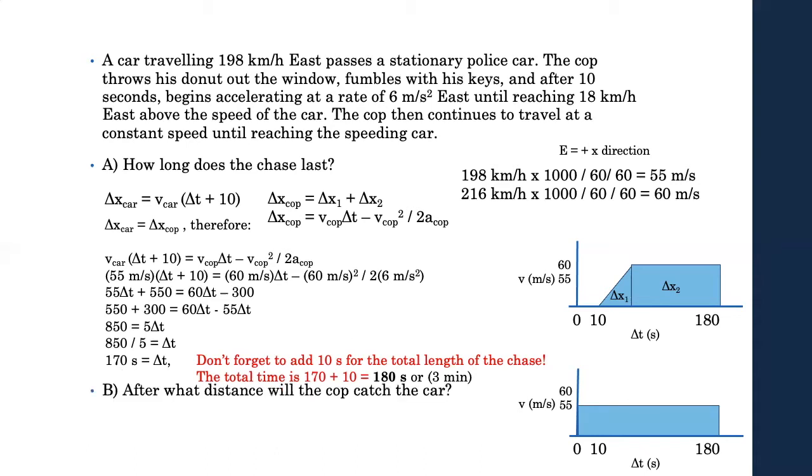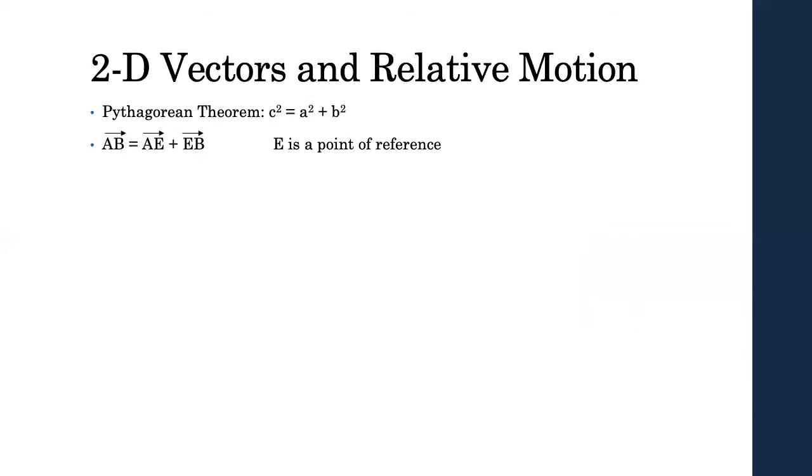So I've got another part B for you. After what distance will the cop catch the car? You have the time of the chase. Now it's time to find the distance. You said the distance the car travels is equal to the speed of the getaway car times the time he was driving, or she. We're going to quickly transition to 2D vectors in relative motion.